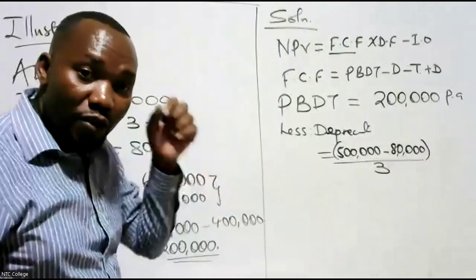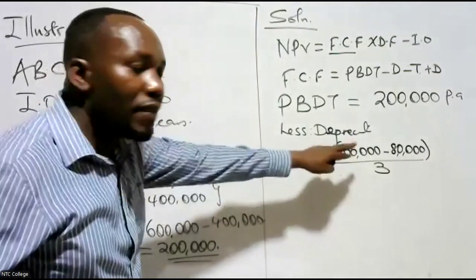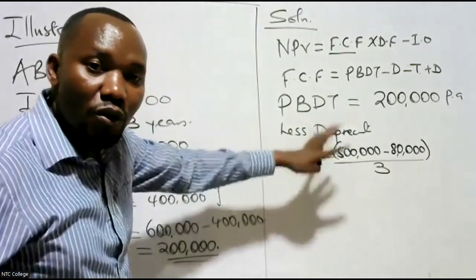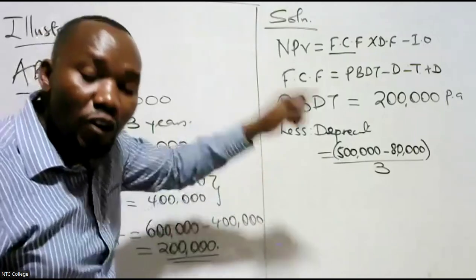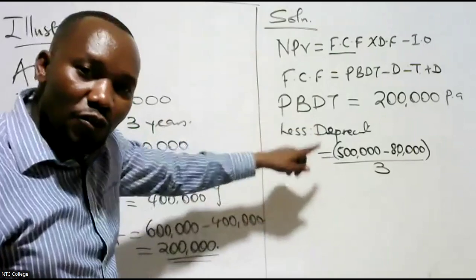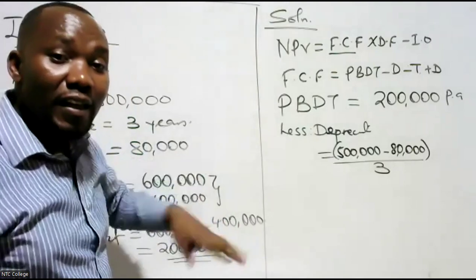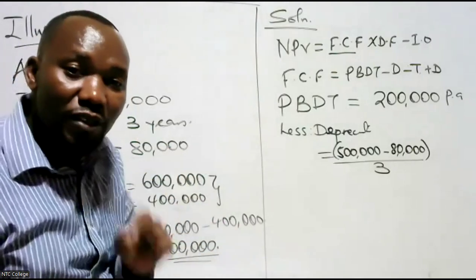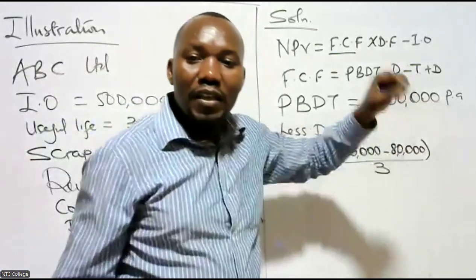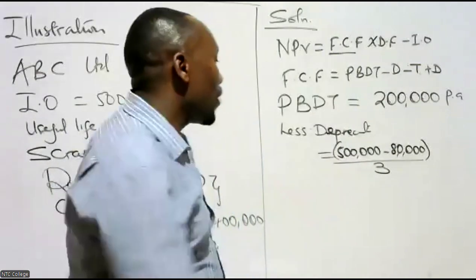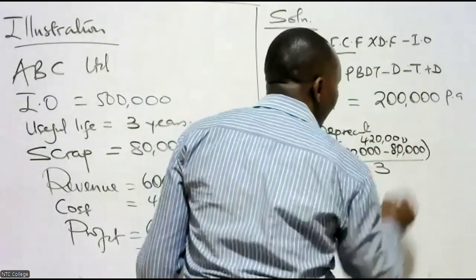Take the amount you had, the initial investment was 500, less the residual value, or they call it scrap value. That difference is the amount of depreciation for the whole 3 years. Like now, in this case, it is 420. That is the depreciation amount for the whole 3 years. Divide it by 3 so that you can get per annum, because we are calculating per annum. So get me depreciation per annum: 420 divided by 3.